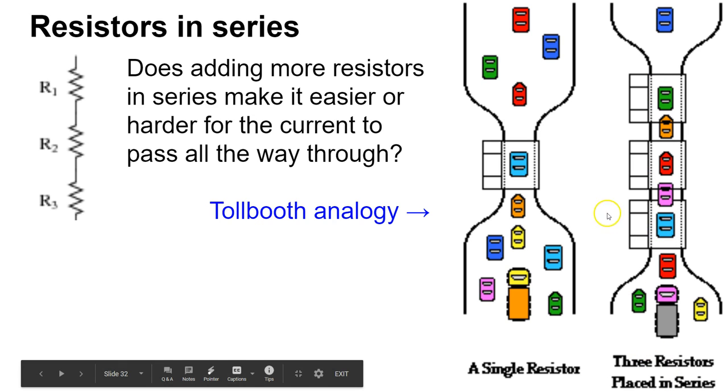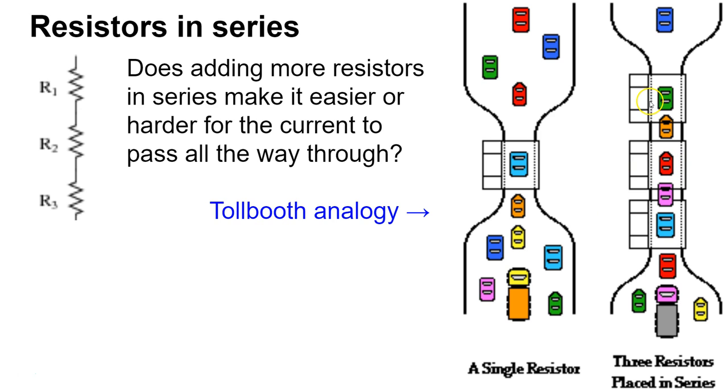Where this person has to stop, and then they have to stop there, and then they have to stop there. So since they're all in a row, you can imagine that the traffic gets even slower. You can see in this little analogy picture, you only have one car here, whereas there's 4 there. So the current ends up being much slower if you have them all in a row like this.